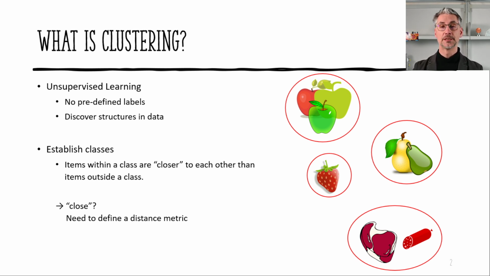Let's look at those items we have here. Apples are more closely related to each other than they are to pears, right? But we also have meat and strawberries, for example. So in clustering, we define relationships between objects.